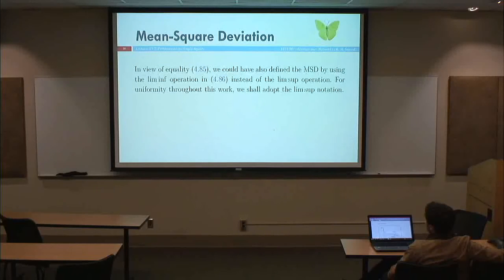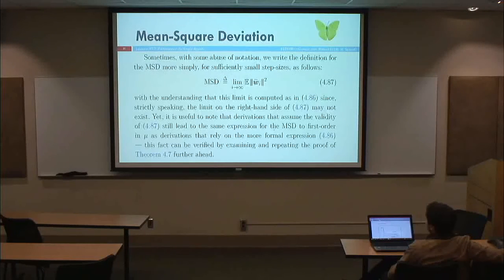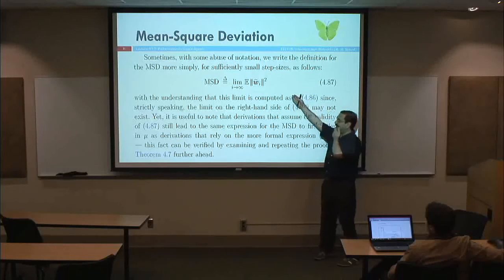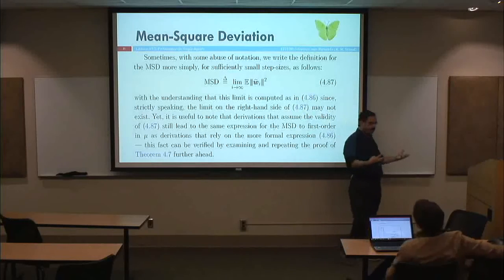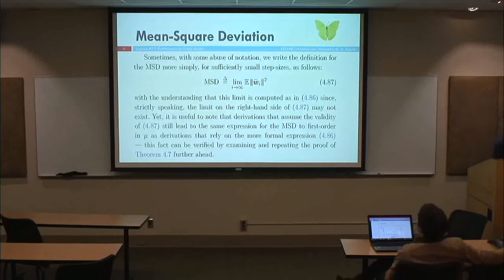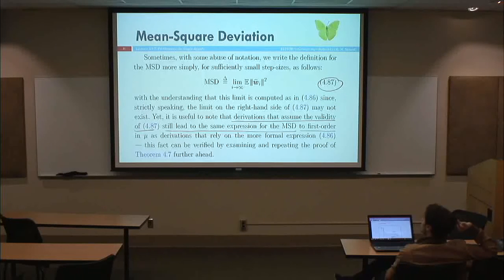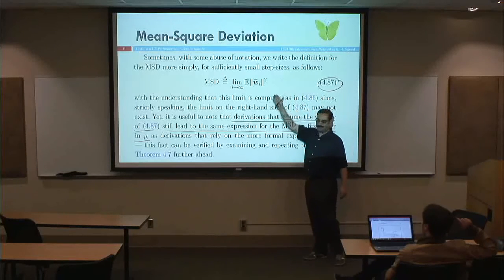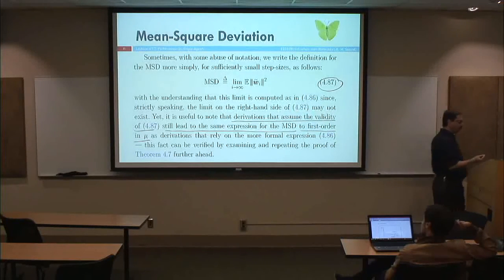Okay. So here I'm just defining the MSD, right? And this is again saying that this is a less precise but widely used expression for the MSD as well, if you assume that the second order moment exists. Okay? So like I say here, derivations that assume the validity of 87 still lead to the same expression for the MSD to first order in mu. Whether you use the more precise definition or whether you use this approximate definition, the results will be the same to first order in mu. Okay?